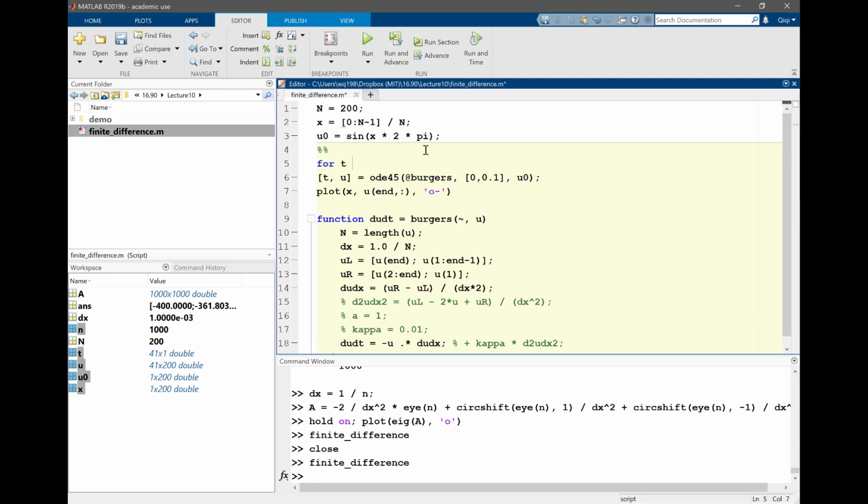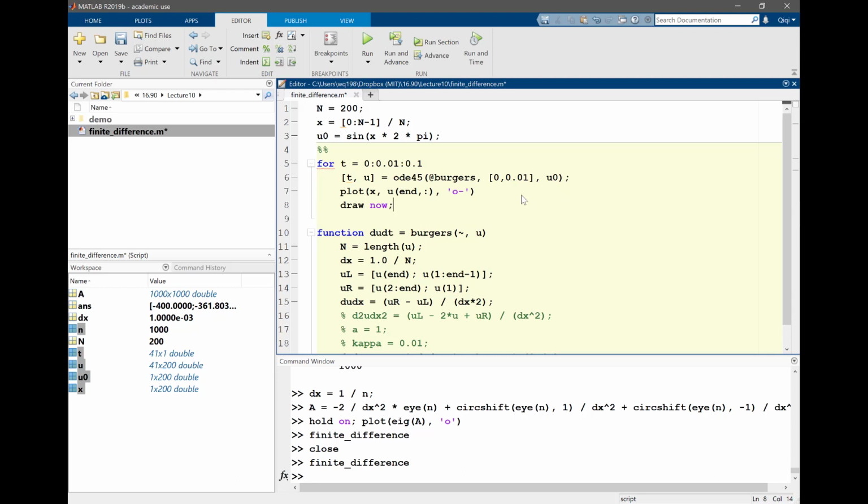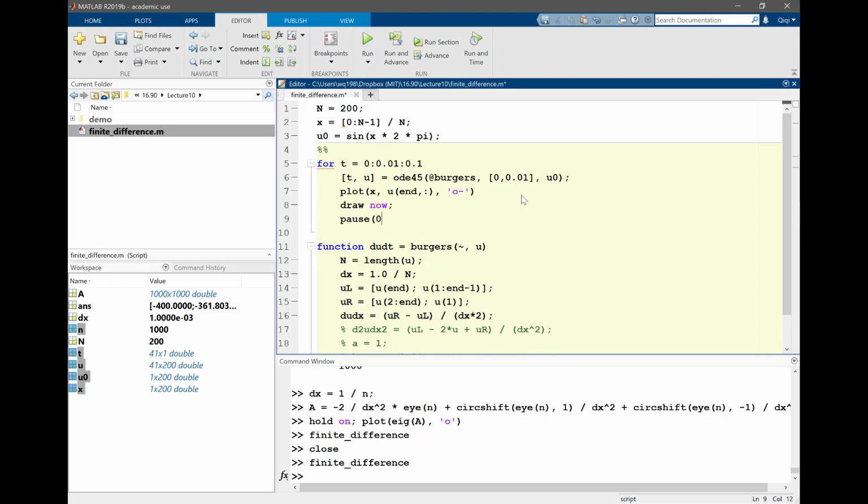We are going to do it like this. For t goes from 0 to, let's step over with a time step of 0.01. This time step is not a time step for the time discretization, but a time step for visualization. So we're going to solve Burger's equation for only 0.01 seconds, okay? And we're going to plot it. We're going to draw now. And we're going to pause for the same amount of time.